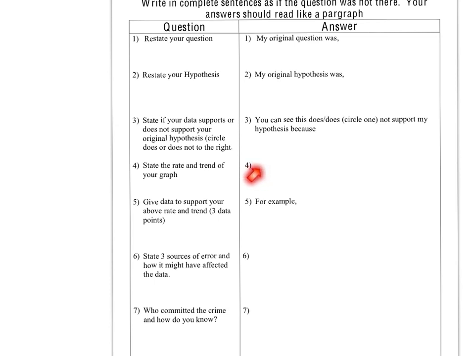For example, as the drop height increases, what happened to the splash diameter? And then you would give some data points from your data table. For example, when the splash height was blank, blank, and blank, the diameter of the splash was blank, blank, and blank respectively. And then 3 sources of error, and then who do you think committed the crime? And again, try to write in your best paragraph form, basically assuming that my questions aren't even there when you write your answers.